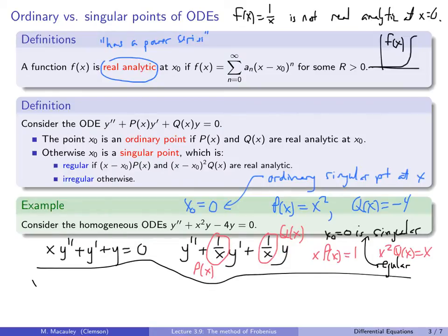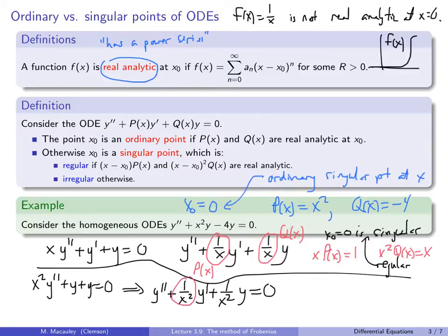Let's do one more example. Suppose I had x squared y double prime plus y equals 0. So we write this in our standard form. This standard form, we'd make it monic. And we write this as y double prime plus 1 over x squared y prime plus 1 over x squared y equals 0. And now this is p of x and this is q of x.